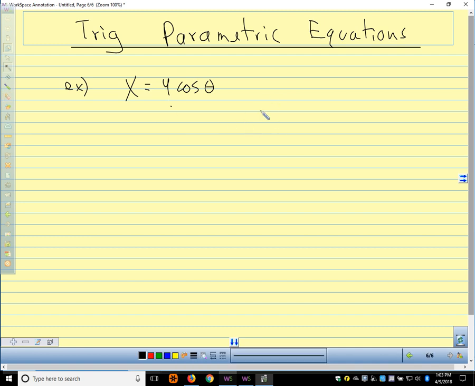So let's say we have the set of parametric equations: x equals 4 cosine theta, and y equals 4 sine theta, for 0 less than or equal to theta less than or equal to 2 pi. Any idea what this graph is going to be? No, that's a good guess.